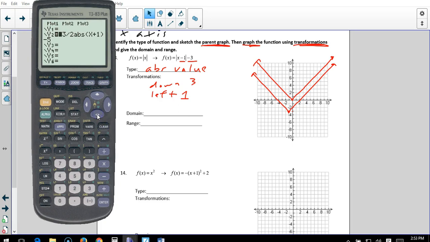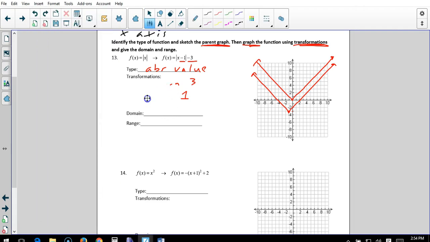Should have done that because of absolute value. Well, you know what the original one looks like, so you can put it in. These are good things to practice. X minus 1, minus 3. So down 3. Sorry, not left 1, right 1.